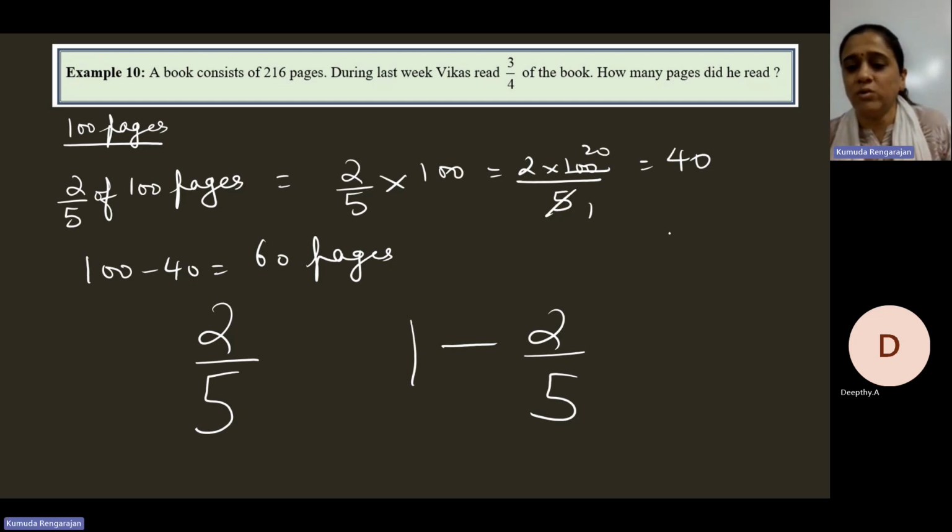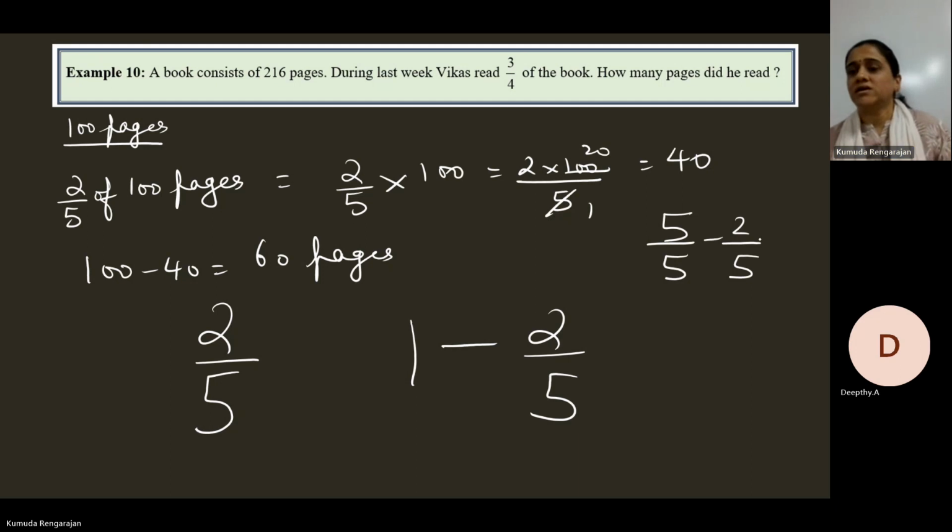So how do you work this ahead? 1 is 5 by 5, minus 2 by 5. 5 minus 2, 3 by 5. So if you have read 2/5, you have not read 3/5, or you're still to read 3/5. So Harshit, if you have finished reading 3/11 of a book, then how much you're still to read? No, 11 by 11 is 1.